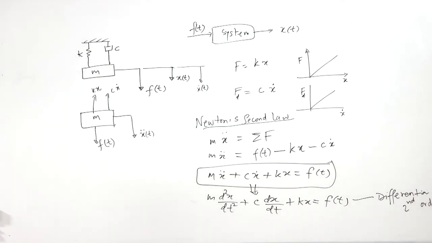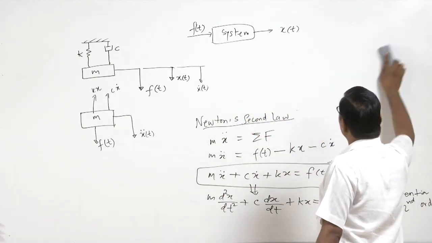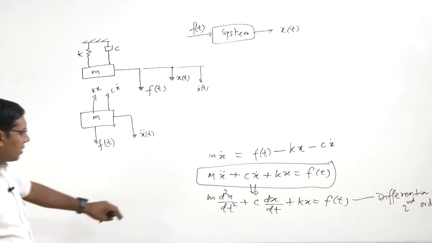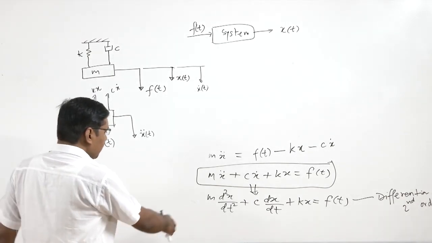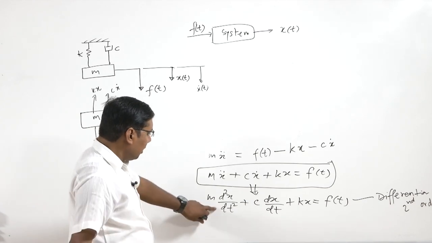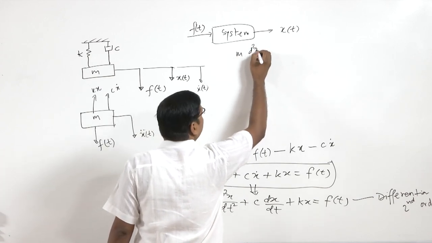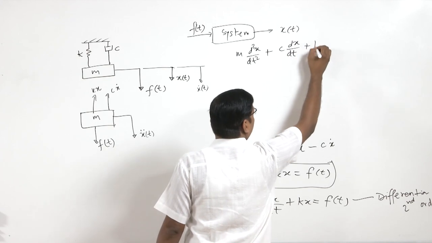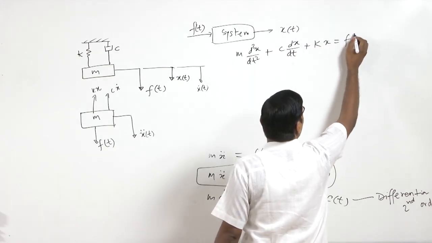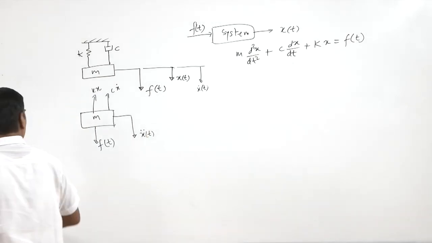Now we have to find the transfer function for this system. We know what we have to do: take the Laplace transform of both sides of this equation. So this is our differential equation, m d square x by dt square plus c dx by dt plus kx equals F(t). Now, let us take the Laplace transform.